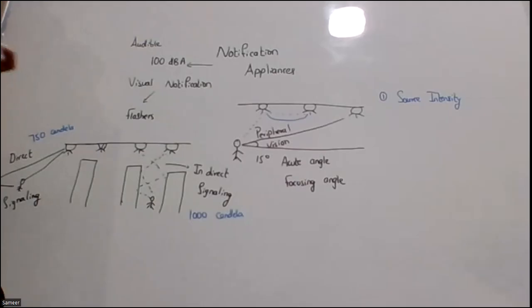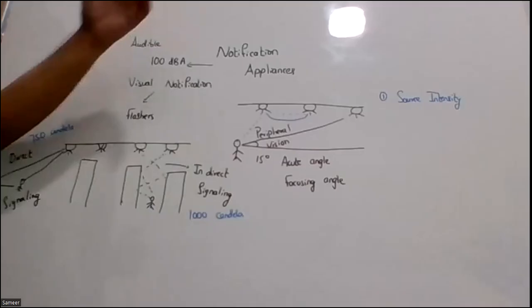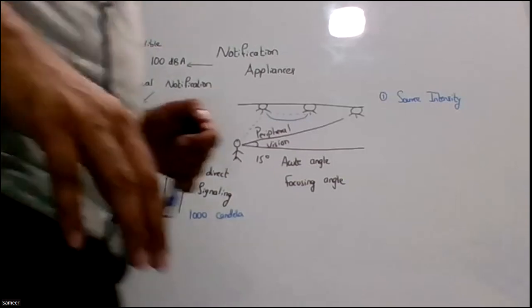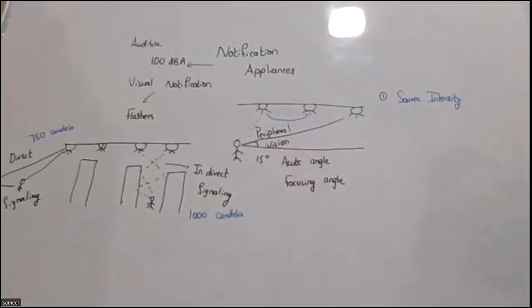For example, if I'm working in a library. In the library, I have big shelves. So usually people are using earphones. Whenever there is an audible notification, there is also a visual notification in the form of flashers. And when the flashers are placed above the racks, there is an obstruction. The acute angle is obstructed up to a point where I'm not going to be able to see directly what is happening.